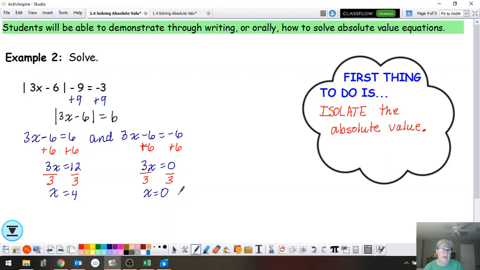And we can check our answers. So 3 times 4 is 12. Subtract 6 is 6, and the absolute value of 6 is 6. 6 subtract 9 is negative 3, so x equals 4 works. Substitute 0, 3 times 0 is 0, so we're left with minus 6. Absolute value of minus 6 is 6. 6 subtract 9 again is negative 3. Whenever you check your answers, make sure you're checking with the original problem.